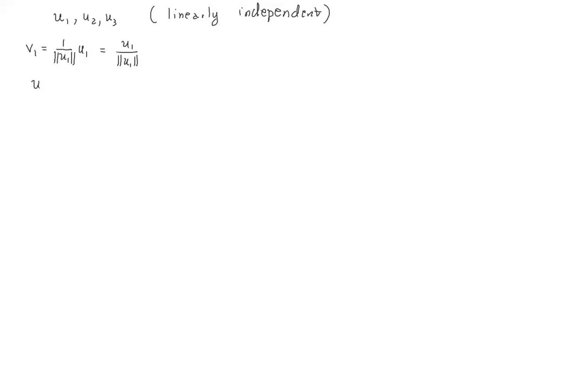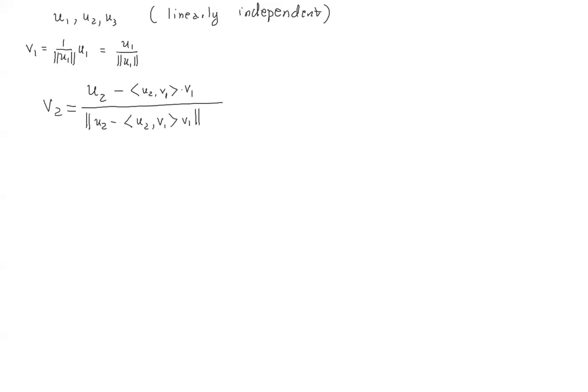Now, it's kind of interesting what we do next. What we do next is we take u2 and we subtract from it the projection of u2 on v1. And what is the projection of u2 on v1? This is something really nice because v1 is a unit vector. I will not need to have a denominator, or that denominator would have been one. It's the inner product of u2 and v1 times v1. So you subtract the projection of u2 onto v1. And then you normalize, meaning you divide by the norm of what you have just found. And that's v2.